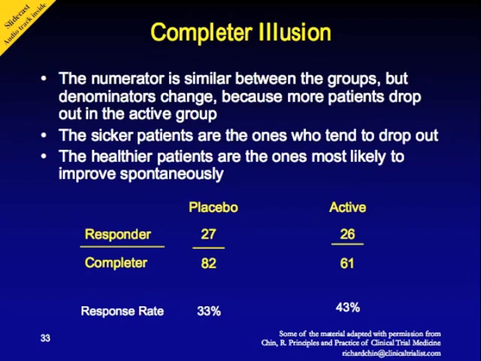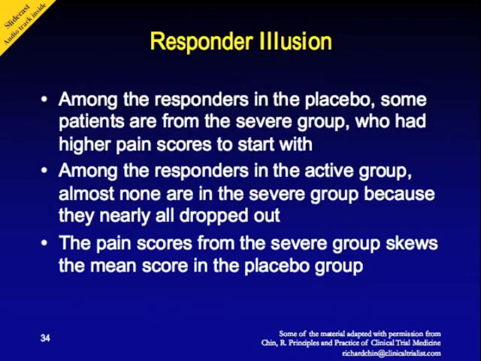Now, this bias is exacerbated when you're looking only at the responders, because recall that in the active group, the most severe patients dropped out, whereas in the placebo group, they didn't. So some of the most severe patients in the placebo group may be included in the analysis. And because they have the most severe disease to start off with, when you take the combined pain scores from each of the groups, you're exacerbating the bias.